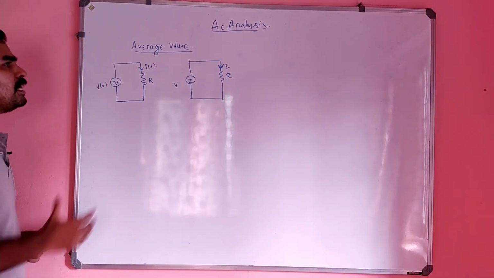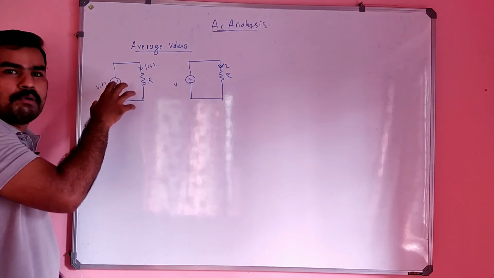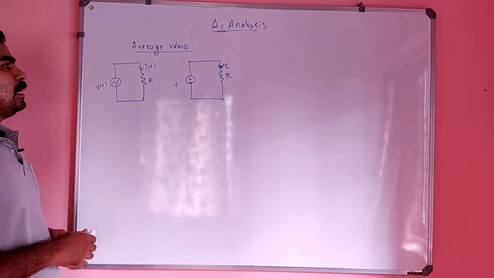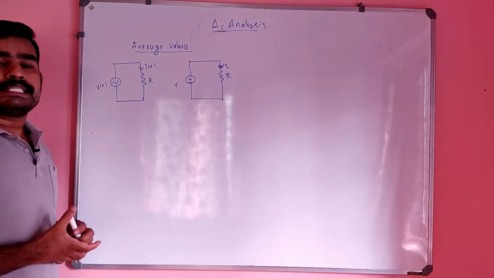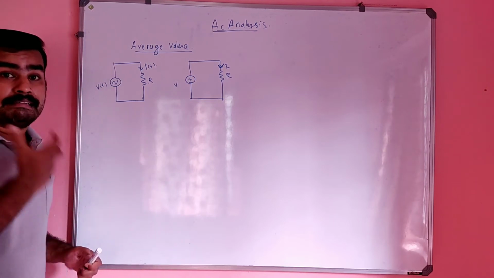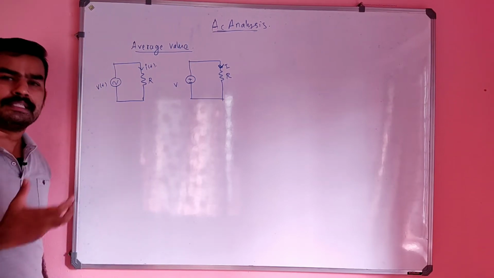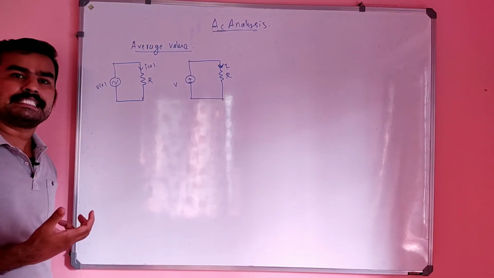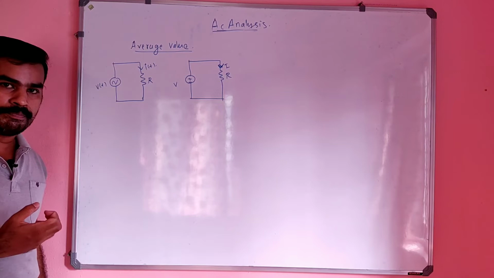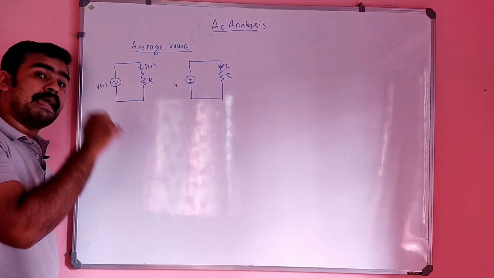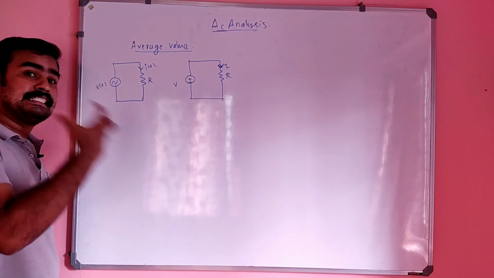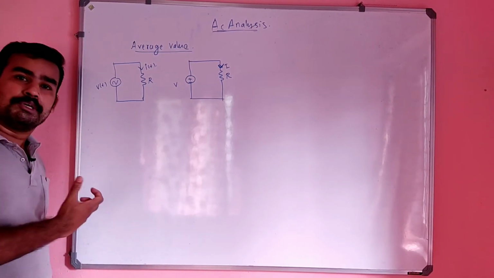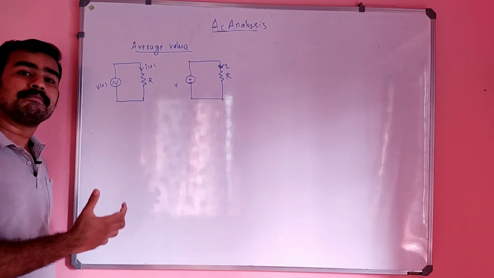See, take a circuit. First you have to take an AC circuit. So average value is nothing but, I will tell the definition first. Suppose the average value of voltage you have to find, means the average value of voltage is the voltage required to transfer the same quantity of charges across a circuit in a constant time interval.